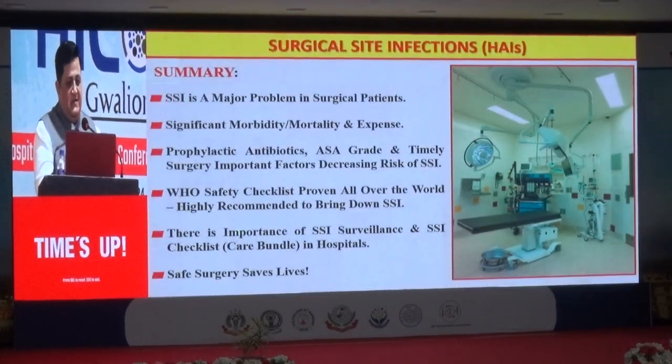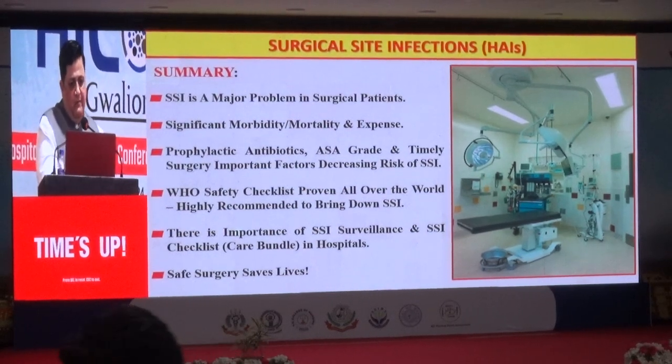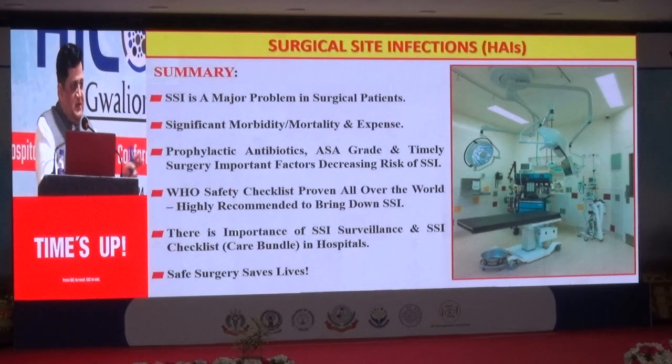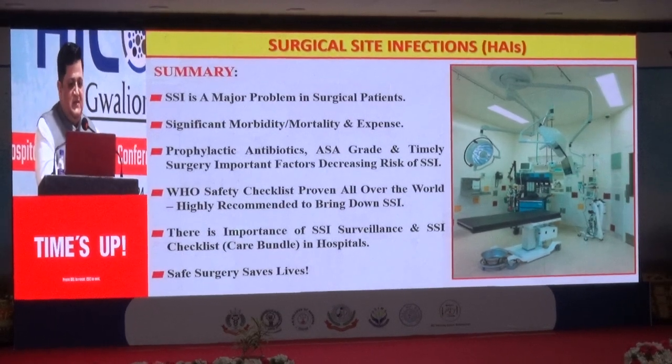So, to summarize, SSI is a major problem in surgical patients. Significant mortality and morbidity and expenses account for SSI. Prophylactic antibiotic, grading of wound, and timely surgery are important factors decreasing the risk of SSI. WHO's surgical safety checklist is proven all over the world, and it is highly recommended to bring down the SSI. There is always importance of SSI surveillance and using SSI checklist or care bundle in hospital. Lastly, safe surgery saves life.